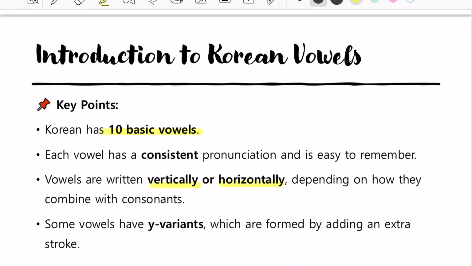And some vowels have Y variants. The reason I'm calling this is that some vowels have a sound that is similar to English letters that start with Y. I'm only saying this to help you guys understand it better.